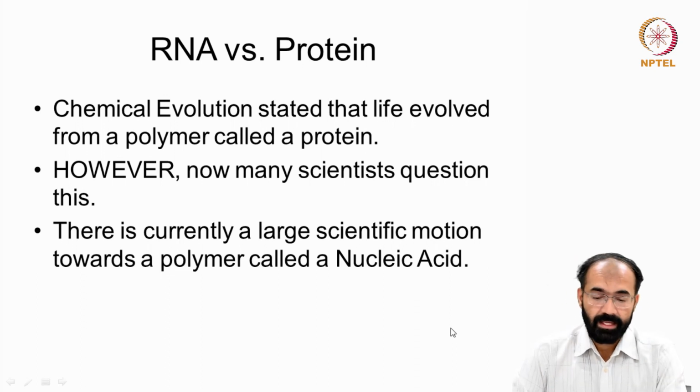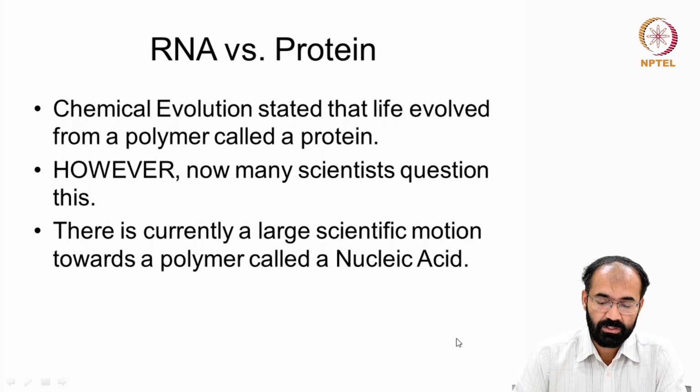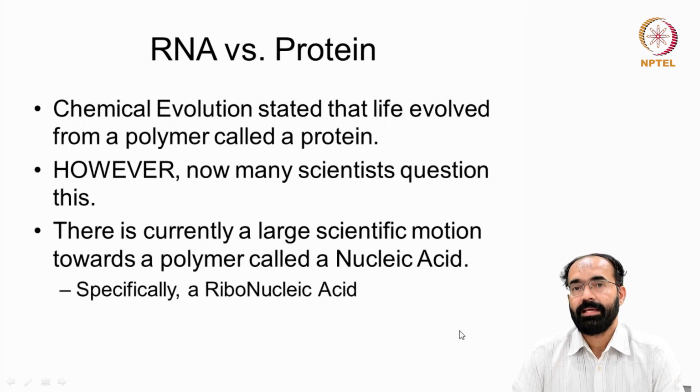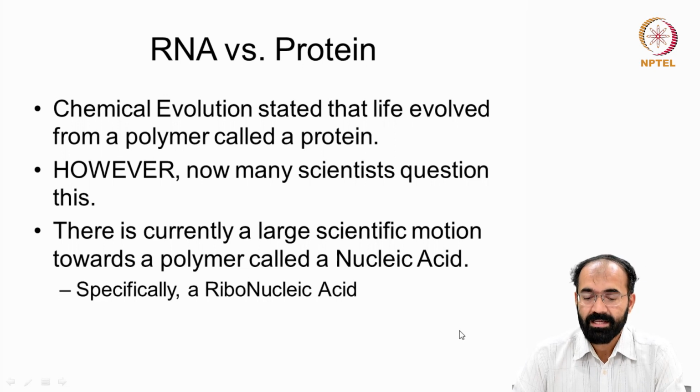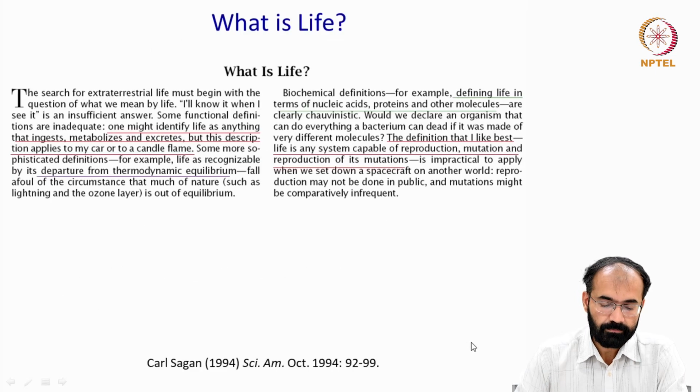There is currently a large scientific notion centered on a polymer called nucleic acid. Nucleic acids, as the name indicates, are broadly classified into deoxyribonucleic acid and ribonucleic acid. But what we are talking about here is ribonucleic acid, which acted as a workforce in the prebiotic world even before life originated on this planet. The short form of ribonucleic acid is RNA, which is the abbreviation.